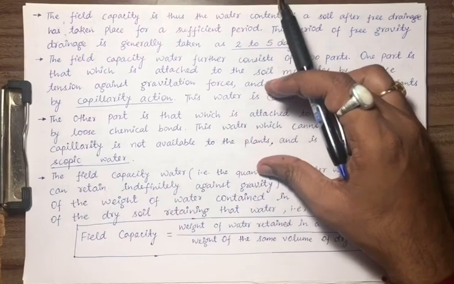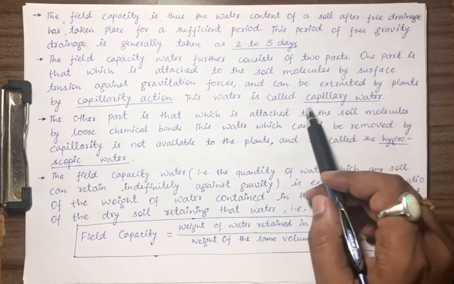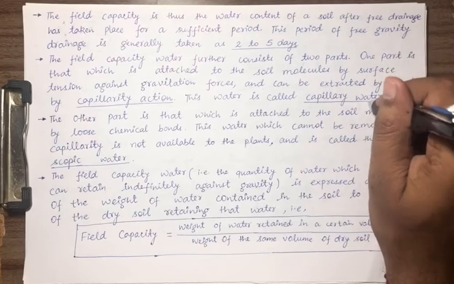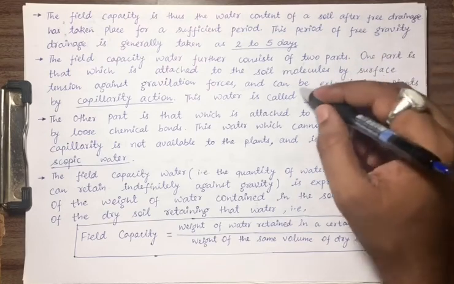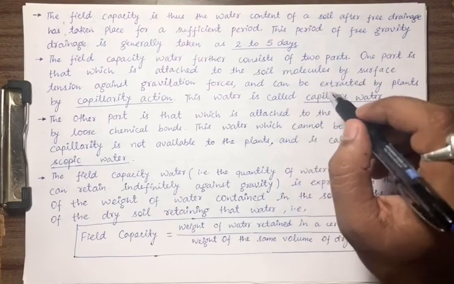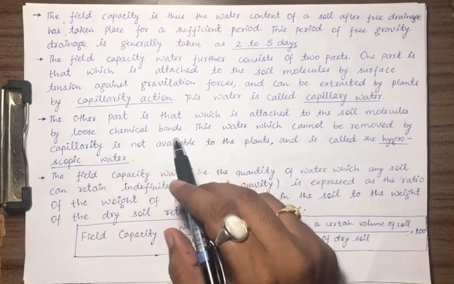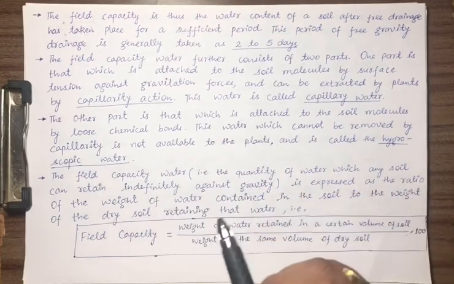So the field capacity is divided into two portions, capillary water and hygroscopic water. Capillary water is available for plant growth. Plants can extract the water with the action of capillary action, but this water, which is loose chemically bonded, cannot be extracted, and hence it is termed as hygroscopic water.